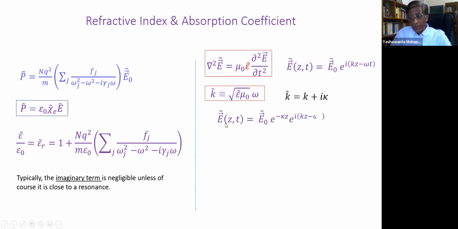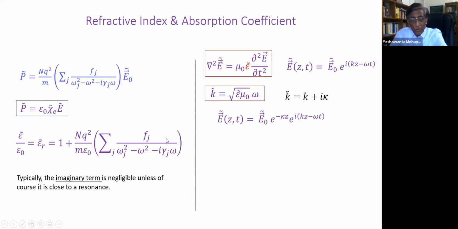Hence, if I write down the electric field, because of this complex part, the imaginary part, I will now also get attenuation. This is a real decaying exponential, and hence the wave is getting attenuated.